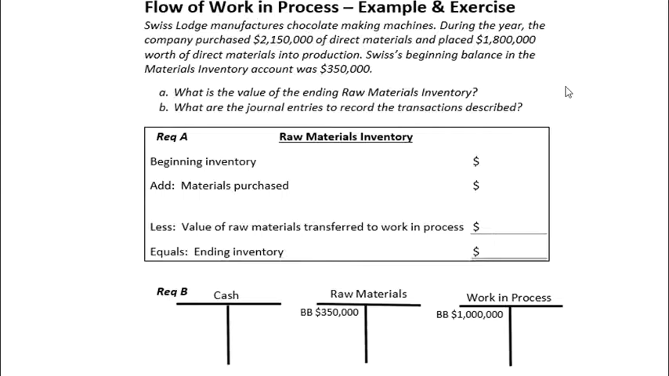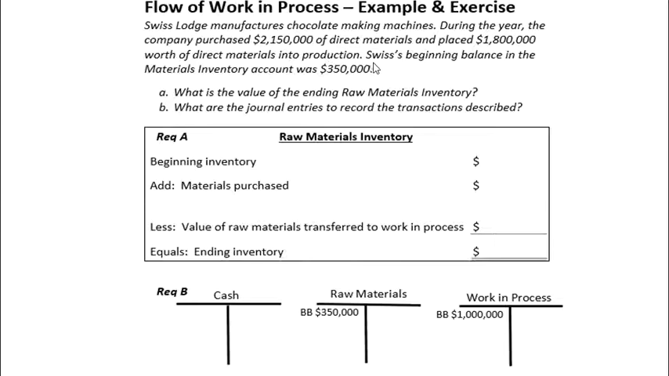Swiss Lodge manufactures chocolate making machines, and during the year the company purchased $2,150,000 of direct materials, in other words raw materials to make the machines with. And out of those raw materials, Swiss Lodge placed $1,800,000 worth of those direct materials into production. So we took those materials out of raw material and placed them into production.